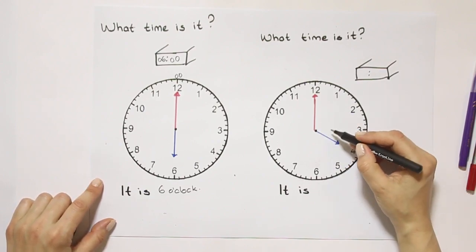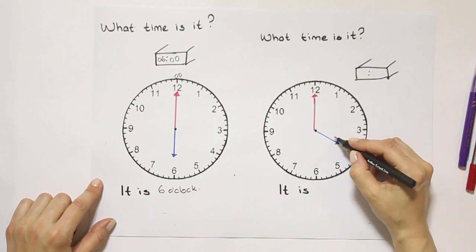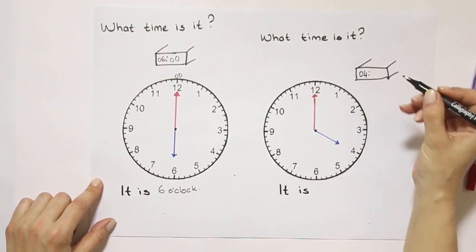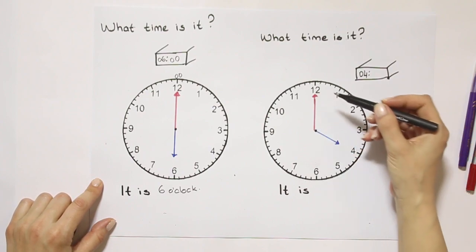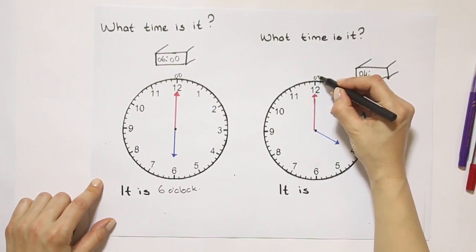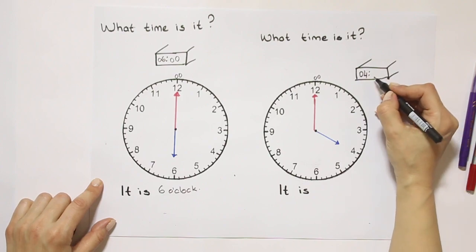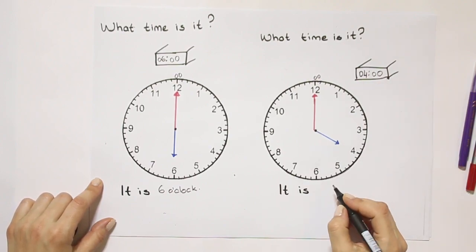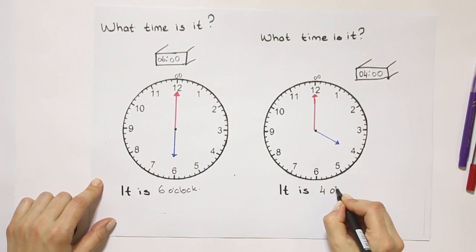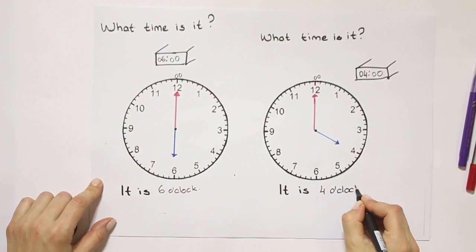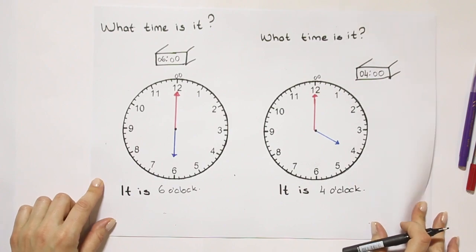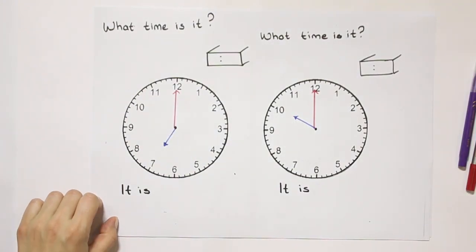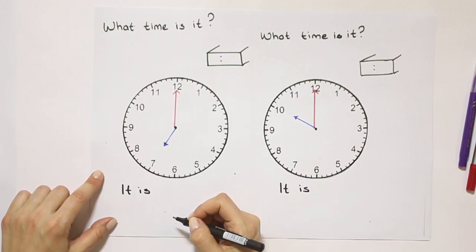Let's look at this example. The hour hand is pointing at 4, so we know that the time of the day is 4. The minute hand is pointing at 12. We know that 12 means 2 zeros. What time is it? It is 4 o'clock. Good job. Let's have a look at another example.